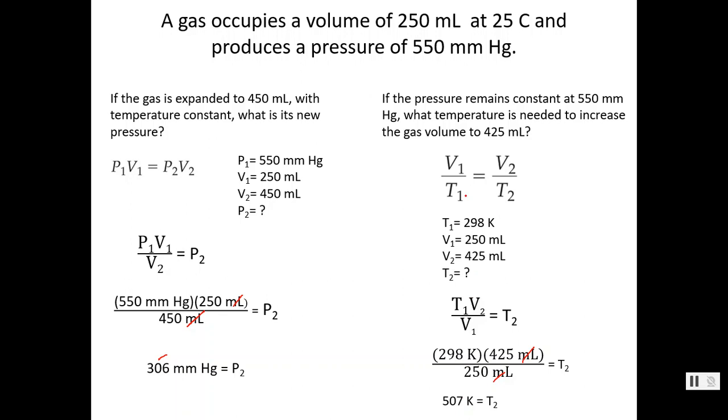If this problem had asked you what the temperature in Celsius was needed to increase the gas volume, you would still solve for Kelvin, but then you would subtract 273 from that to get the temperature in Celsius, which in this case would be 234. Okay. So that's how you do that second problem.